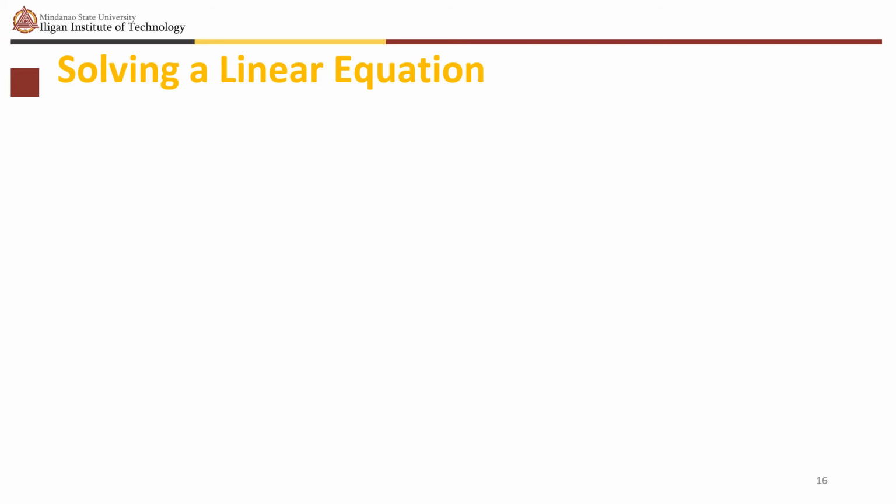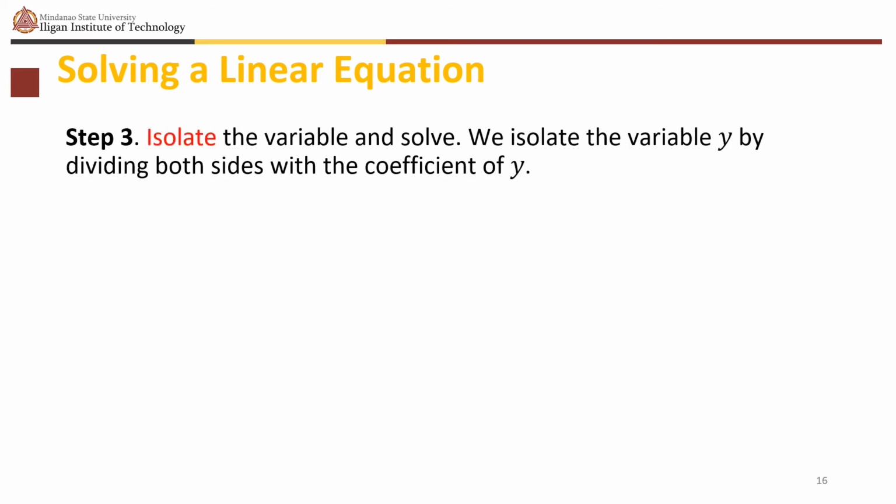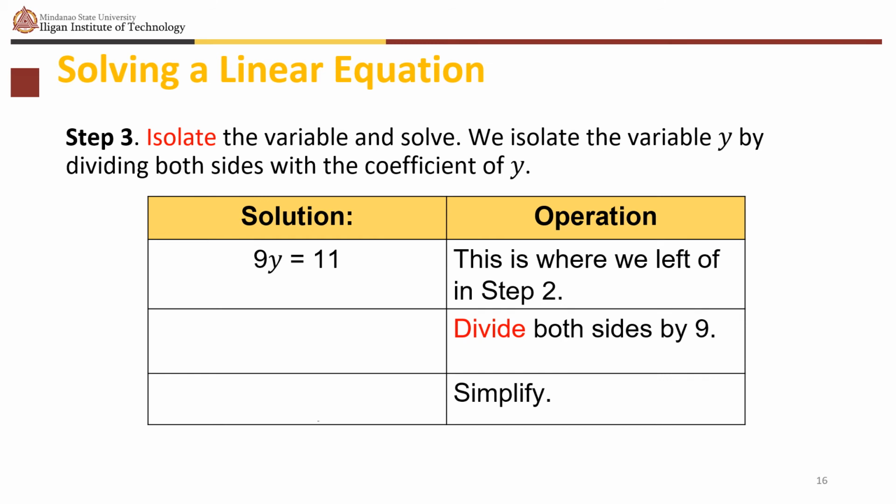And for the next step, we isolate the variable and solve for the coefficient of y. So 9y equals 11. Divide both sides by 9. We come up with 9y over 9 equals 11 over 9. Or simply, y equals 11 over 9.